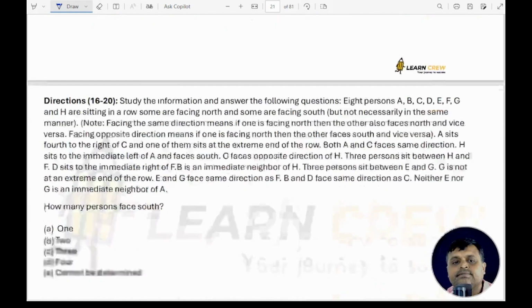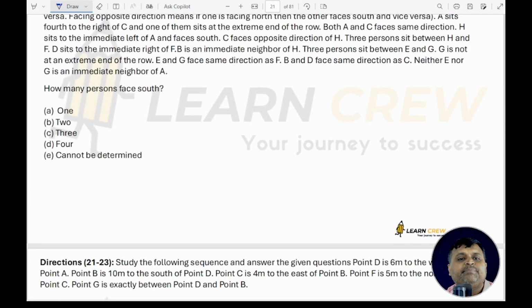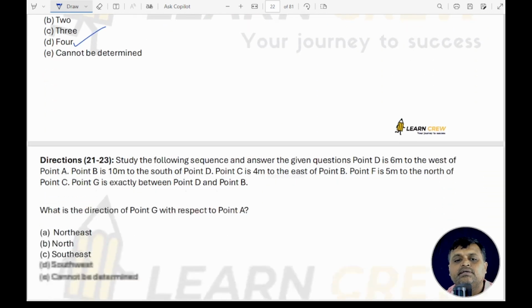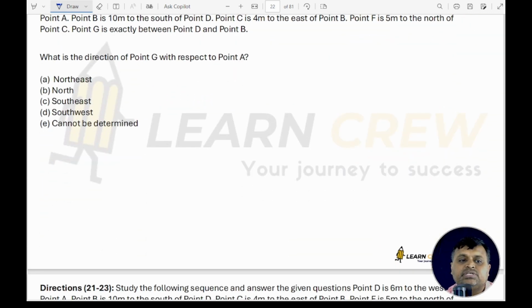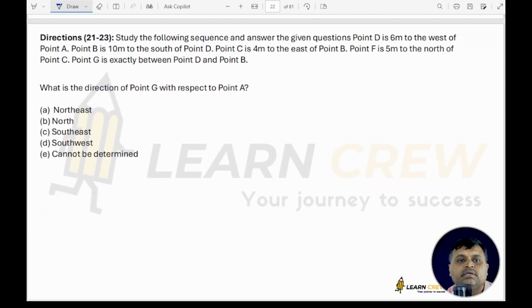Next. How many persons face south? 4. 4 are facing north, 4 are facing south, if you see the thing. Next. A question based on directions is given. There are 3 questions. Please see here.